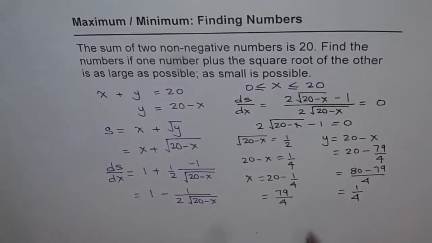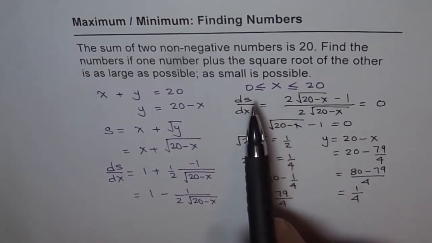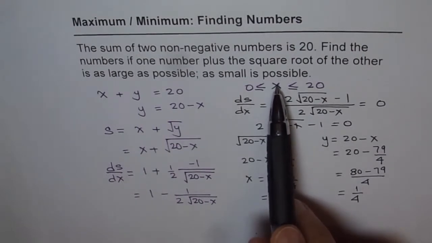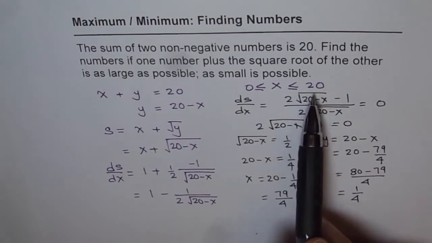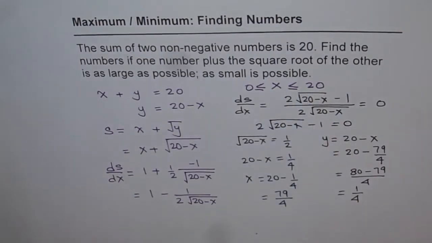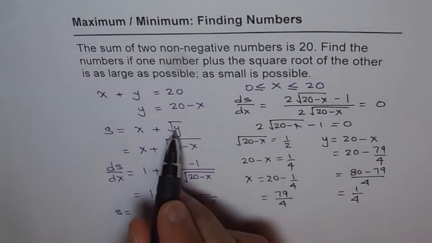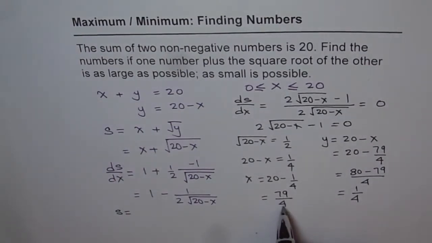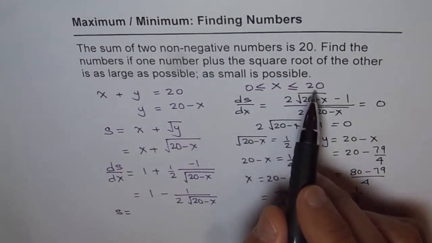So these are the two critical numbers for us. I mean, the critical number is x equal to 79 over 4. That gives us y as 1 over 4. Now, in our function, x is greater than or equal to 0 and less than or equal to 20. So to find the maximum and minimum, we have to find the values of the sum, which is x plus square root of y, for the critical number and for the boundary conditions. That is x equals 0 and x equals 20.